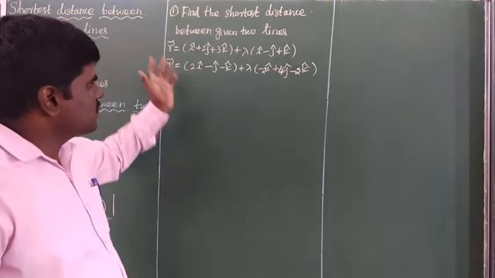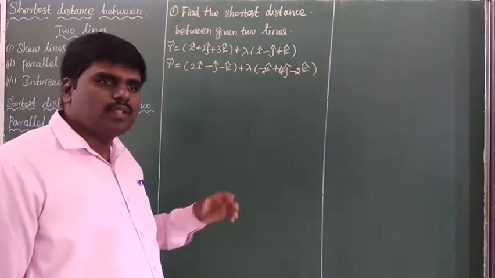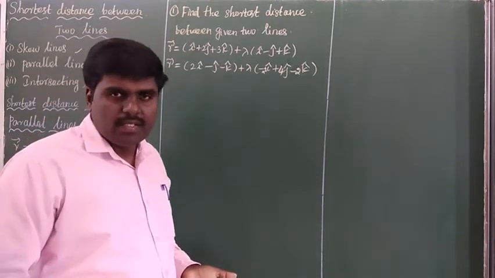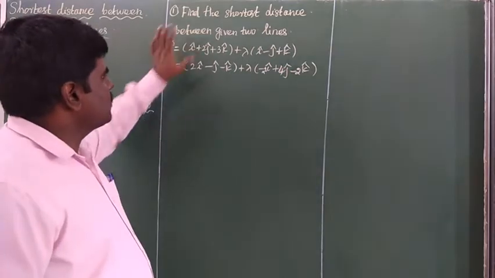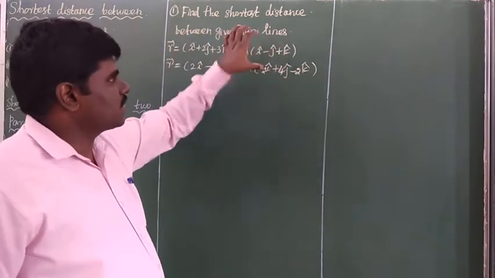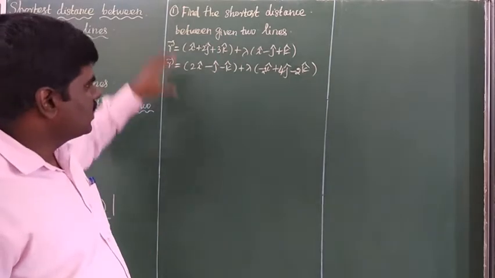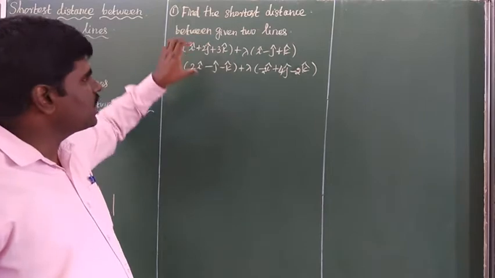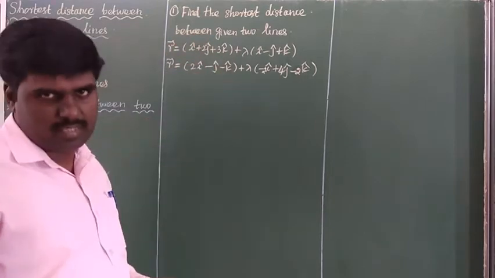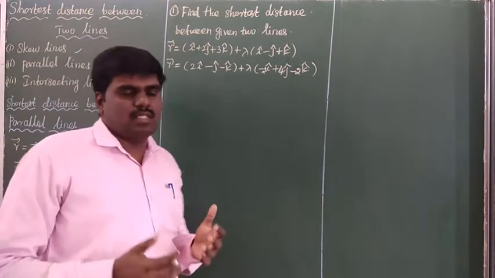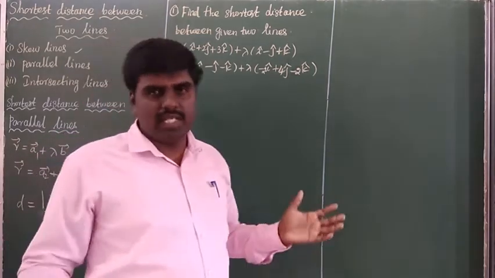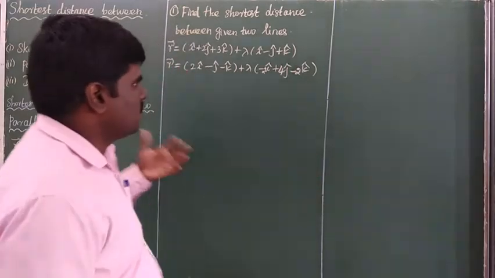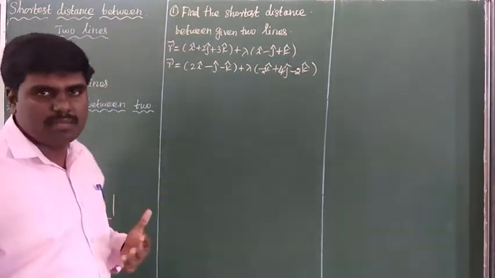Find the shortest distance between the two lines. Suppose the given problem says find the shortest distance between two lines only. Given two lines, first identify whether these two lines are parallel or skew lines. The major difference is that for skew lines the direction ratios should be different, but for parallel lines the direction ratios should be the same. So here you check whether the direction ratios are the same or not.